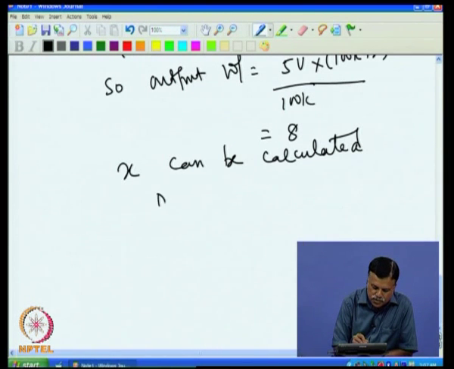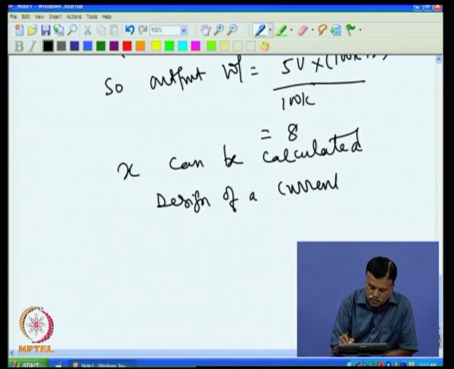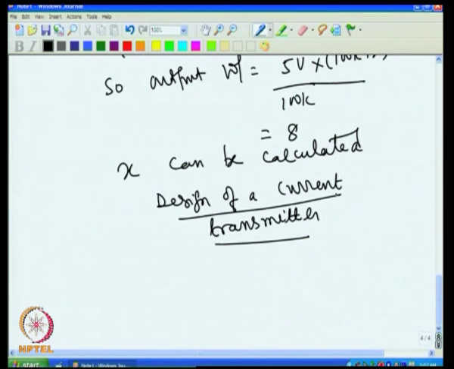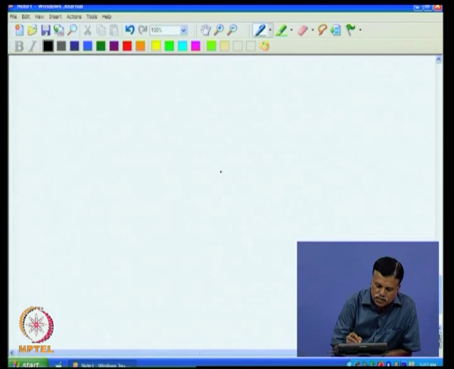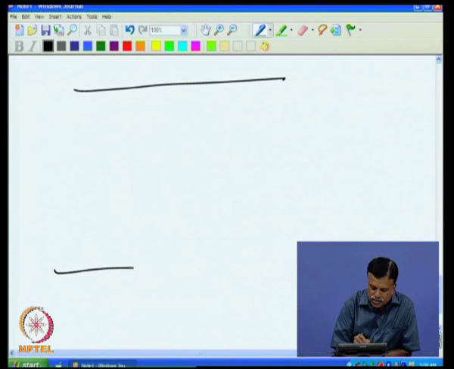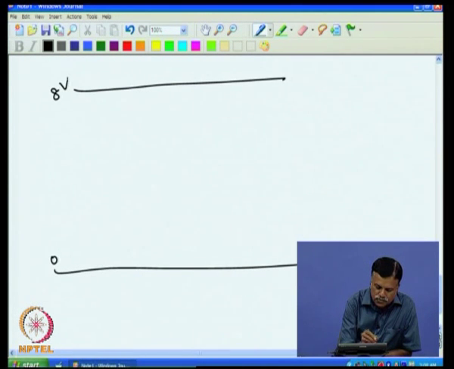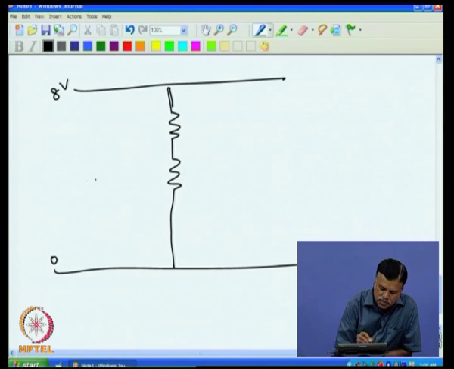Design of a current transmitter. So, now let us start using the circuit. Like this, for example, I have this regulated voltage which is coming from the regulator, say that is 0, this is 8 volt. What I do is I have to connect the potentiometer now. So, I have this, I have this. If you want, you can retain this circuit also on this side.